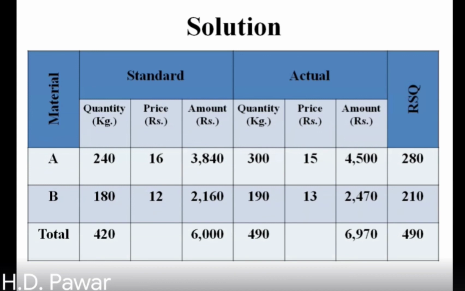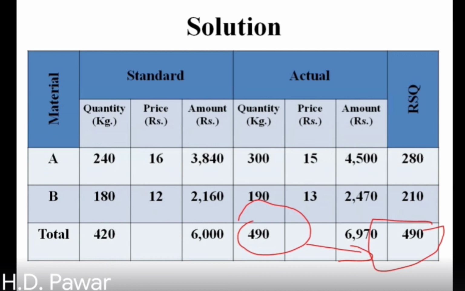Okay, as this total is not the same, that's why we require revised standard quantity. So let's see how this revised standard quantity is calculated. This actual 490 is put here directly. Okay, this 490 is put here. Understood? Put this 490 here.